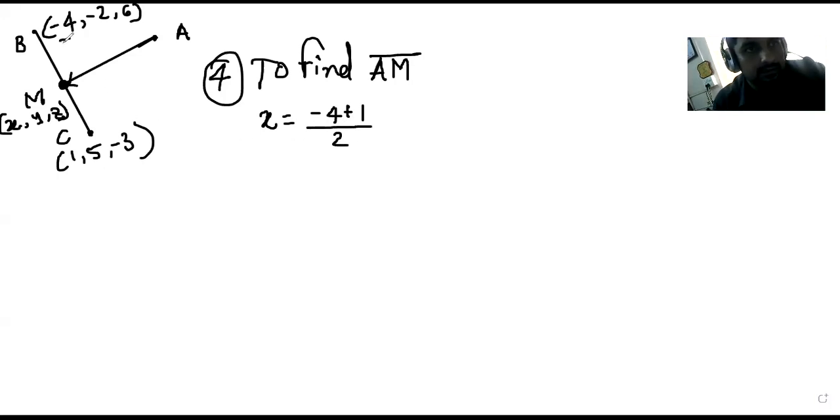-4, which is here, +1, which is here. I'm adding those 2 coordinates and dividing it by 2. So I will get the x coordinate for point M, which is the midpoint of that line. Right? So this way you can find out y and z also. So let me write it here for y. y is equal to (-2 + 5) divided by 2.